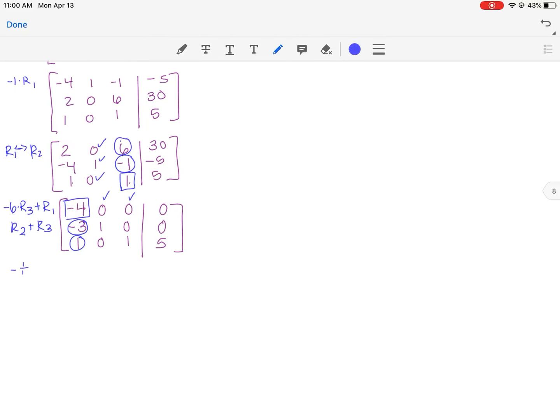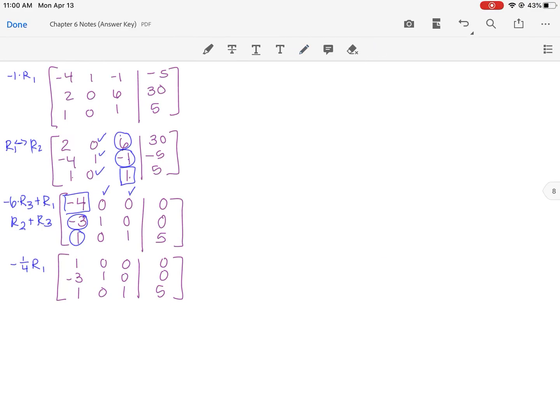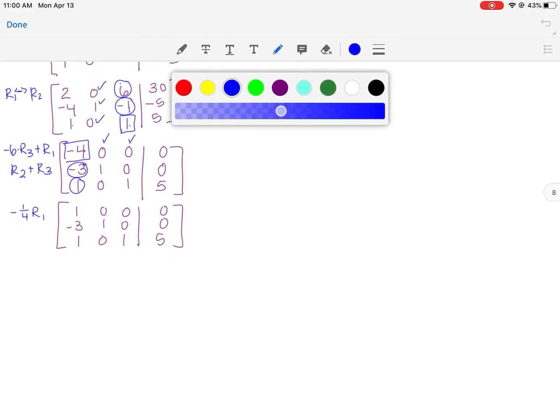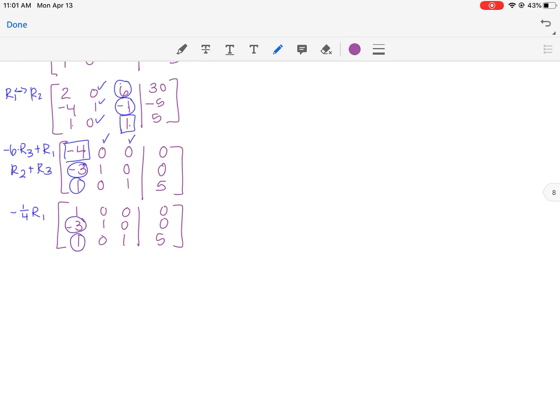We now want to make this a 1, and then we'll want these to both be zeros. Let's focus on just making that top row a 1. In order to make that top row a 1, I'm going to need to multiply by -1/4. Or you can think about it as dividing by -4, but remember we don't divide, so we are multiplying by that fraction. So we get 1, 0, 0, 0, and I have not changed these other two rows.